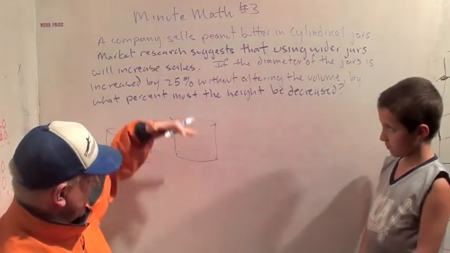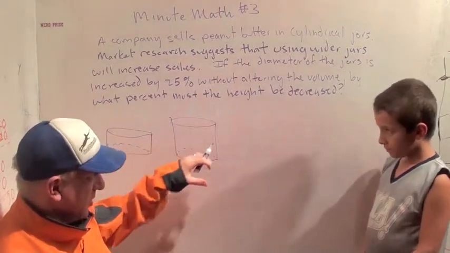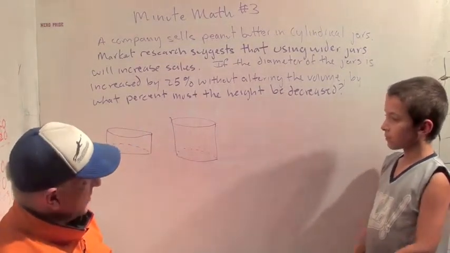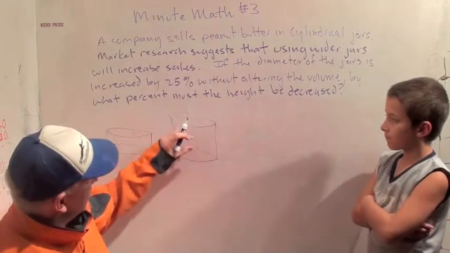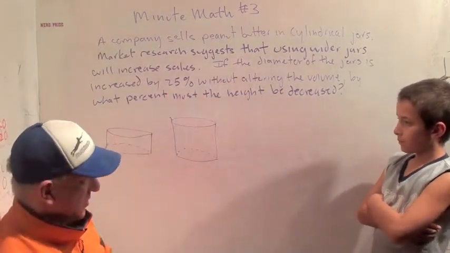So they're going to shrink the jar and make it wider so you have the same amount of peanut butter in each jar. And then we just have to figure out if you make it wider by 25%, how much does it shrink?